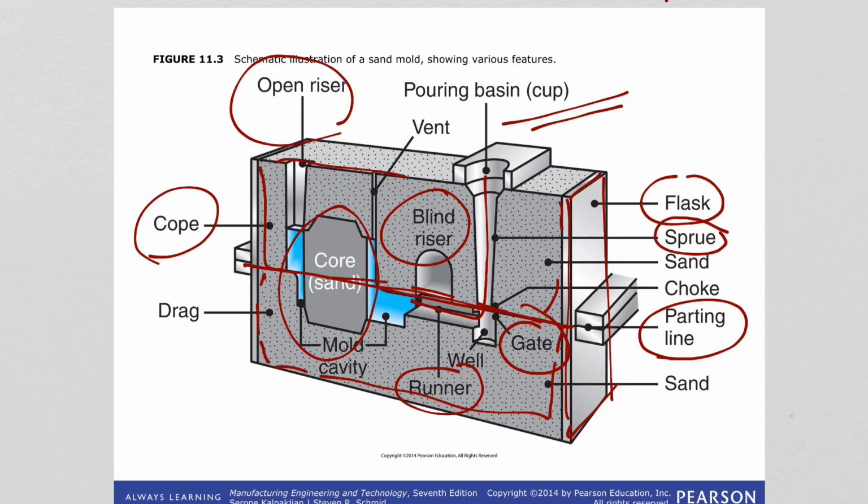And there are vents. Vents are necessary because they will carry off the gases produced when the molten metal comes in contact with the sand in the mold and the core. Basically, they also exhaust air from the mold cavity as the molten metal flows into the mold.